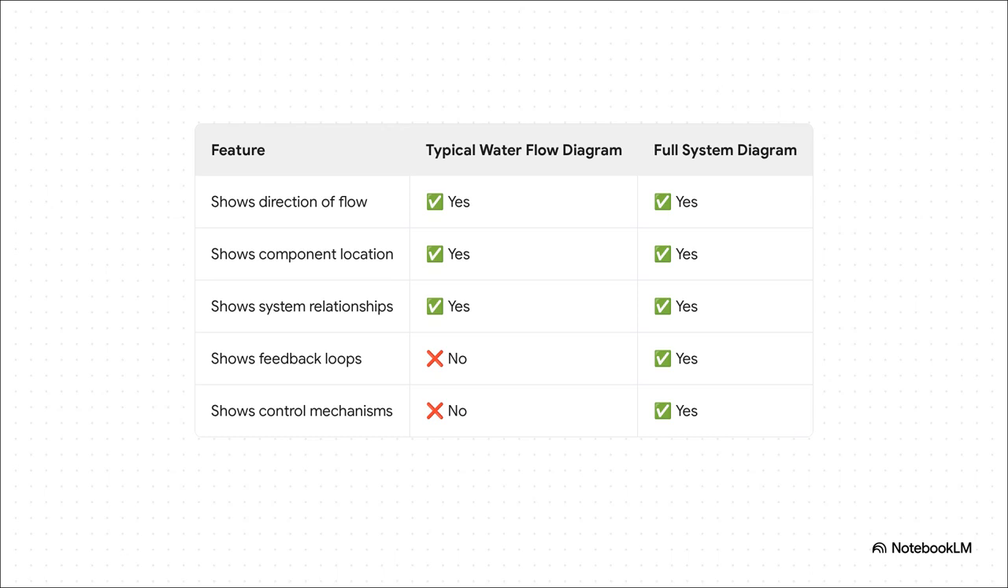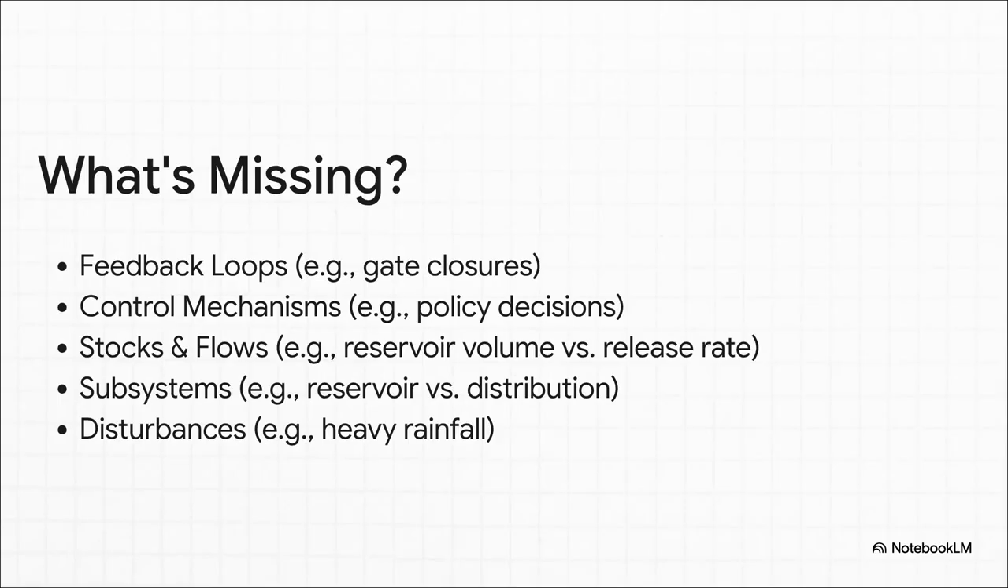And here's why. A typical flow diagram is great at showing the what and the where. You see the direction the water is going, you see where the reservoir is, but look at what's missing. You don't see any feedback loops, you don't see any control mechanisms. So what that means is we see the plumbing, but we have no idea how the decisions are being made. We're missing the why. So to do any real analysis, we have to add these much deeper layers.